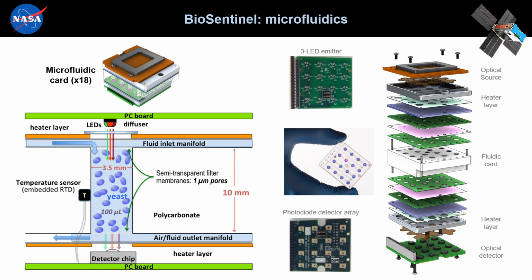Each one of those fluidic cards contains 16 microwells, and inside one of those microwells, as you can see on the left side, we put the yeast. The yeast are located inside the well, and they cannot escape the well because we use a special filter so they don't escape the well. And then we measure their growth and metabolic activity using 3 LED lights.